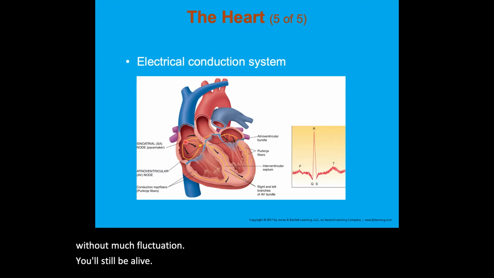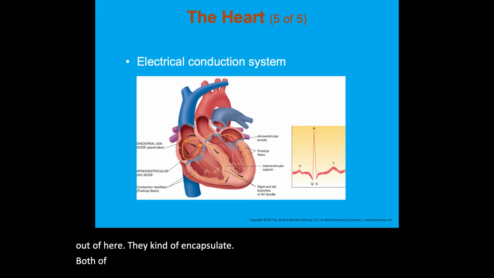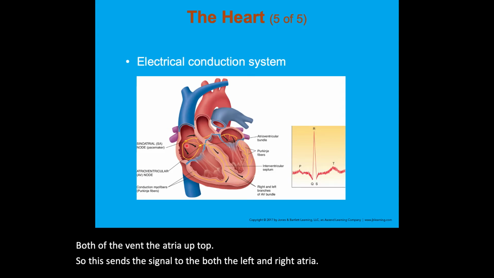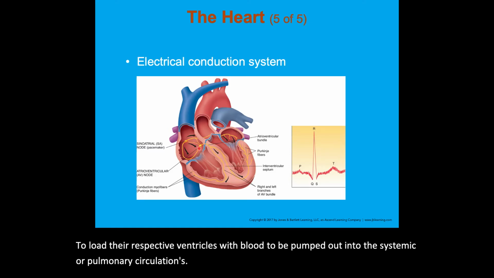So the signal originates from the SA node, and we have these cables that come out of here. They kind of encapsulate both of the atria up top. So this sends the signal to both the left and right atria to load their respective ventricles with blood to be pumped out into the systemic or pulmonary circulations.